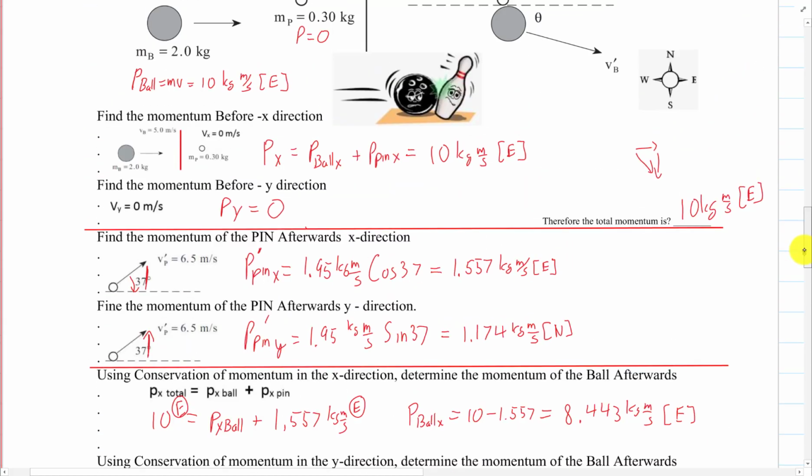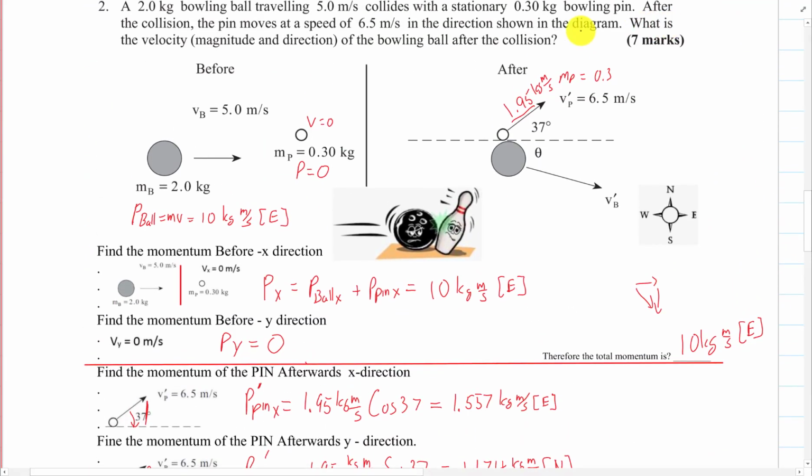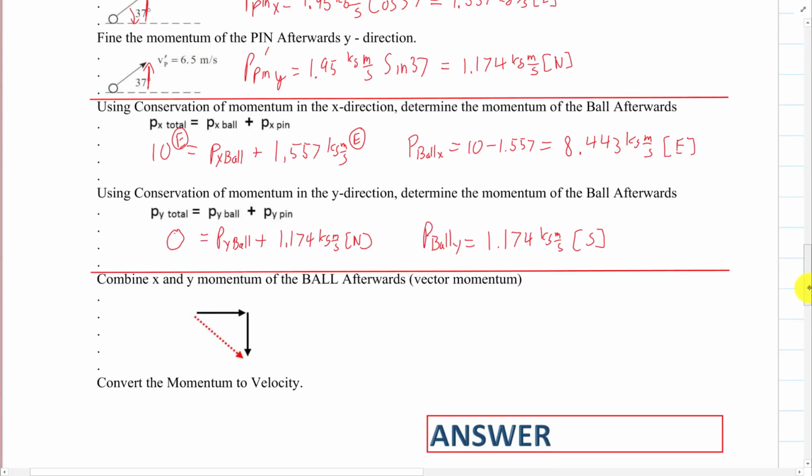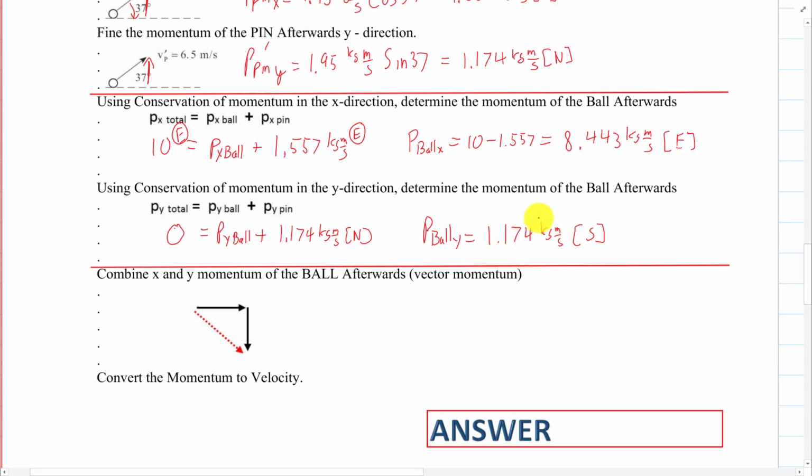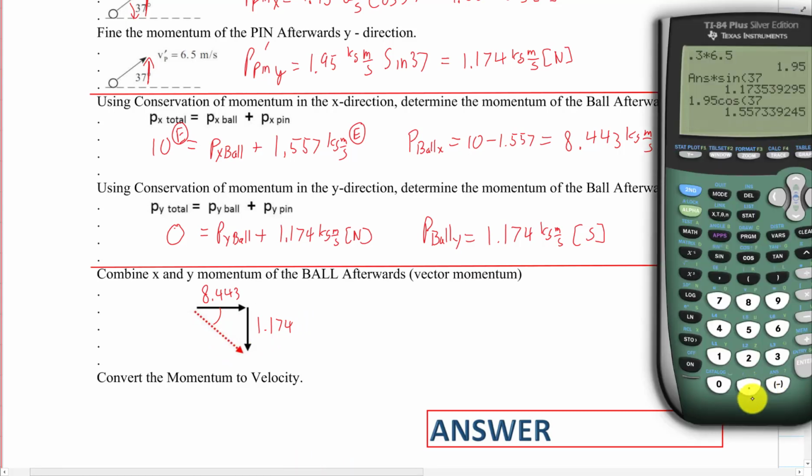Now, the whole idea was to get the velocity of the bowling ball afterwards. Well, we have the components of its momentum. So we're going to combine the momentums to get the total momentum and then just divide it by its mass. So this is going to be 8.443 and 1.174. Pythagoreously join them, get the angle, and then get that magnitude there and divide by the mass. It's not too hard here, I don't think.